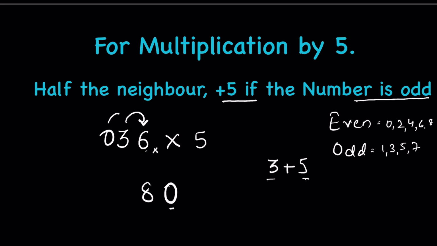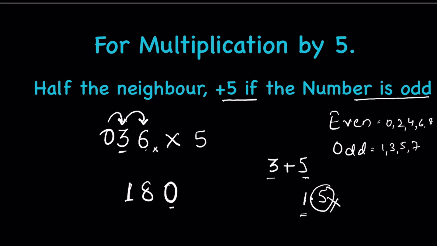Now the neighbor of 0 is 3. Half of 3 is 1.5. But here we will not take this .5. We will discard it and we will take half of 3 as 1. And since 0 is an even number, we don't need to add 5. We write 1 here. So 36 times 5 is 180. If you master this method, you can give the answer in just a few seconds.